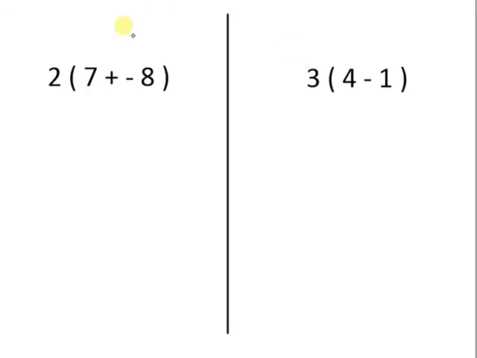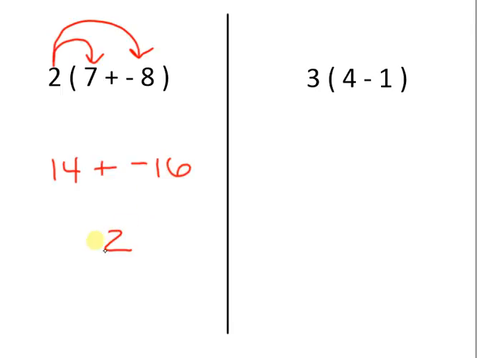All right, let's take a look at this one here. So we have the 2 on the outside. It's going to distribute to the 7 first, and then it's going to distribute to the -8 next. So 2 times 7 is 14 plus, and then 2 times -8 is -16. So here we have different signs, but we're adding, which means we're going to ignore the sign, subtract the two numbers, and keep the sign of the bigger number. So 16 minus 14 is 2. The bigger number is 16, and it's negative. So my answer is -2.